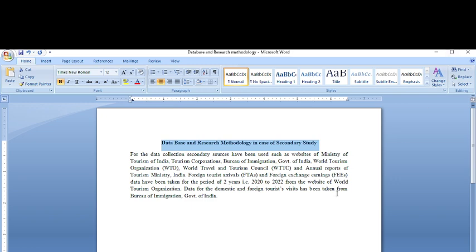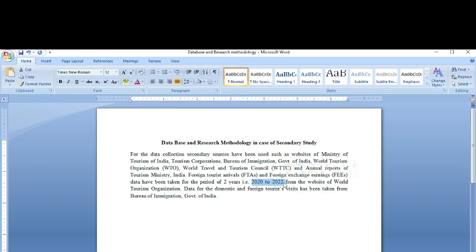So database and research methodology for a secondary study, for that you have to write that for the data collection secondary sources were used. Now I've taken an example that I wanted to find out what was the position of foreign tourist arrival and domestic arrivals in India in the period of COVID-19, that is from 2020 to 22. So in order to examine this, I have carried out a study. So for that matter, I would write out the database and research methodology in the following way.